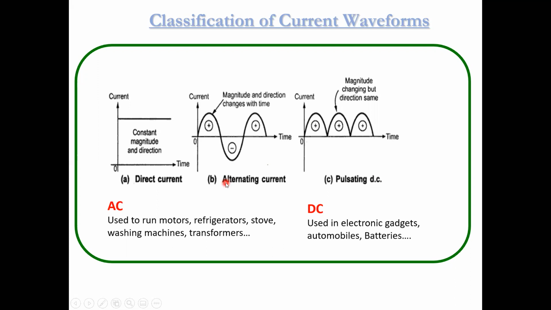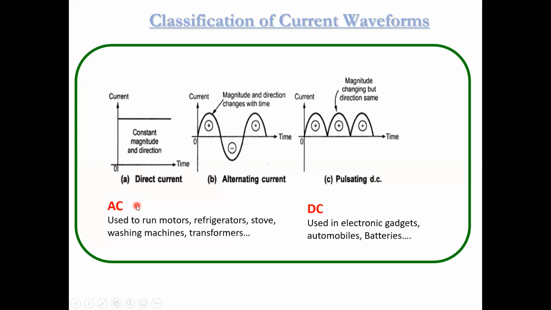Second one, alternating current. Alternating in the sense it's a sinusoidal varying quantity. This waveform is a sinusoidal waveform and obviously alternating throughout the time. It is varying. This type is nothing but alternating current waveforms. Magnitude and direction change with respect to time. Another one, pulsating DC. DC in the sense it's a constant value, but it changes only in the positive axis. This type of waveform is nothing but pulsating DC.